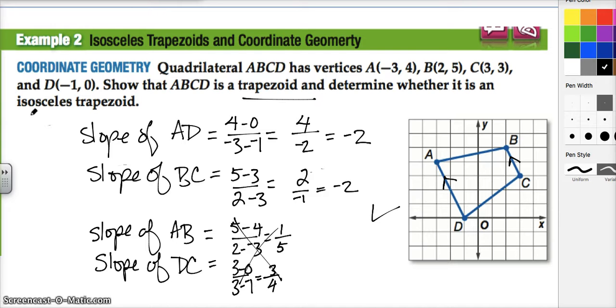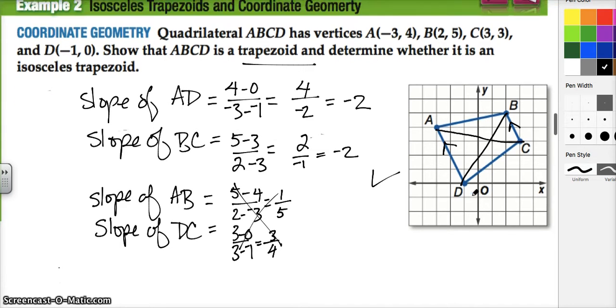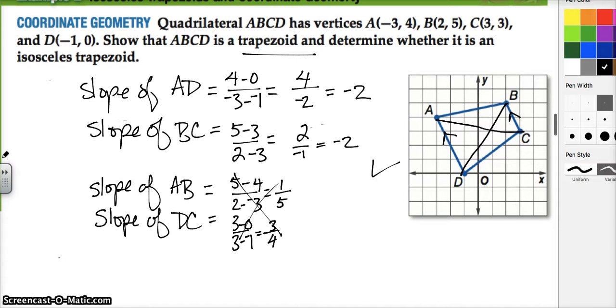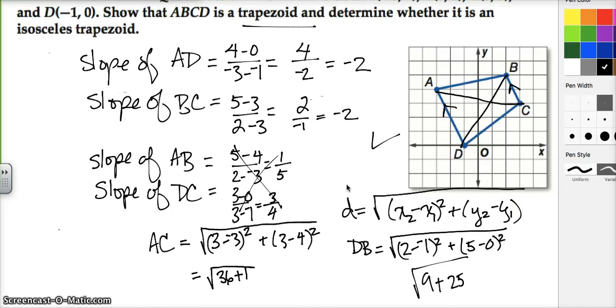Now to determine whether it's an isosceles trapezoid. Remember the rule we got? We said that if we can prove that this guy and this guy, the diagonals, are congruent, then we know it's isosceles. So you guys know what we're about to do? Distance formula. The distance formula. No, nobody wanted it. Okay, so here's the distance formula.